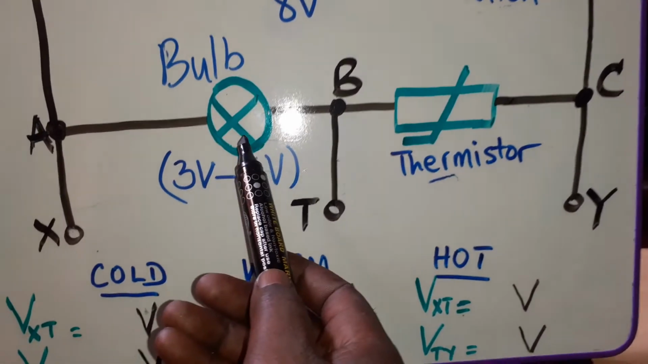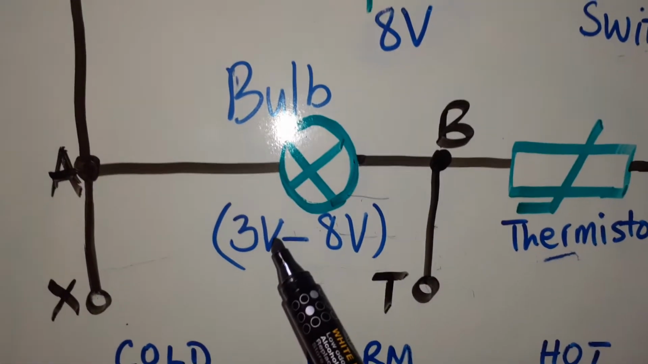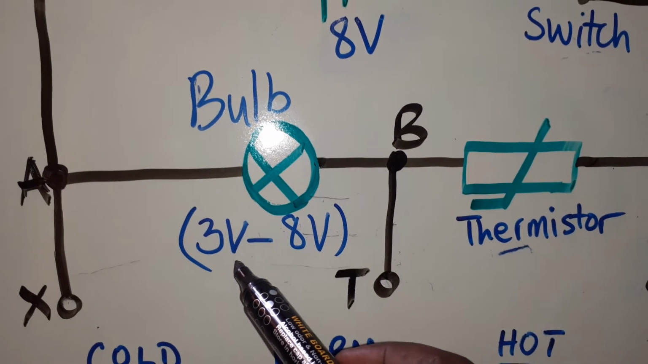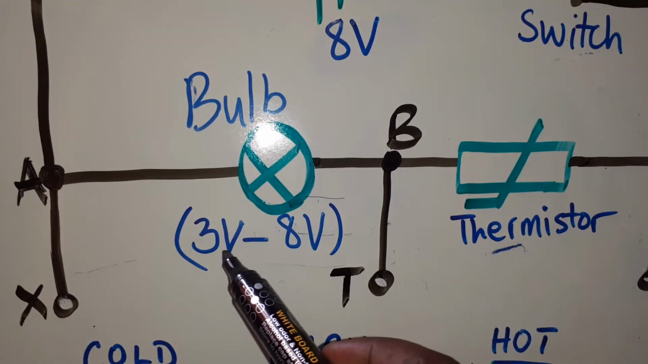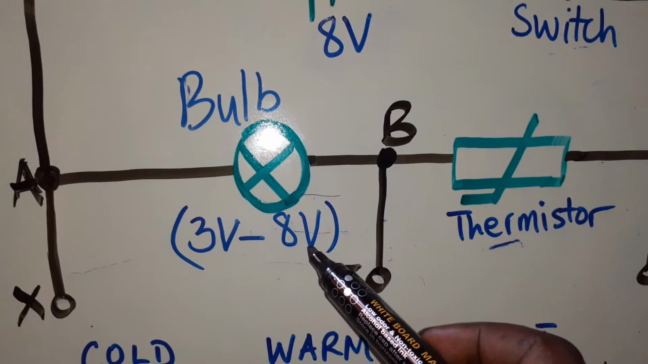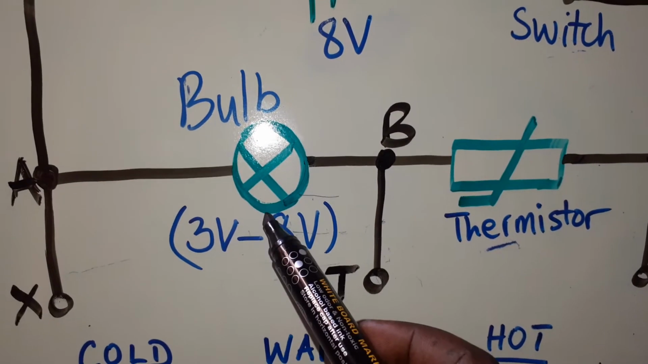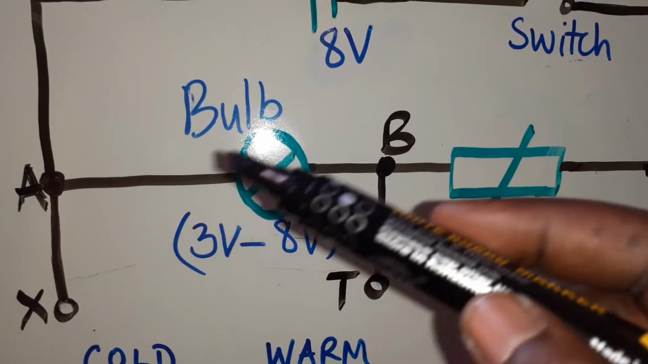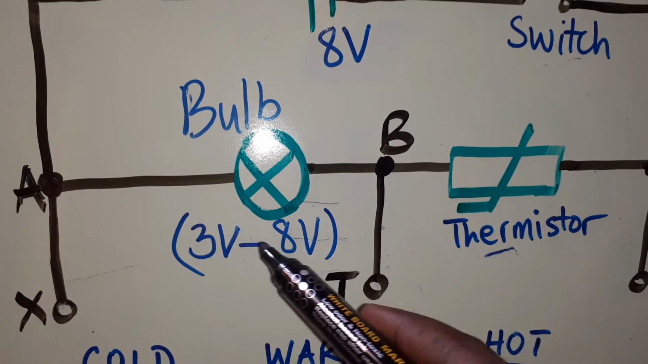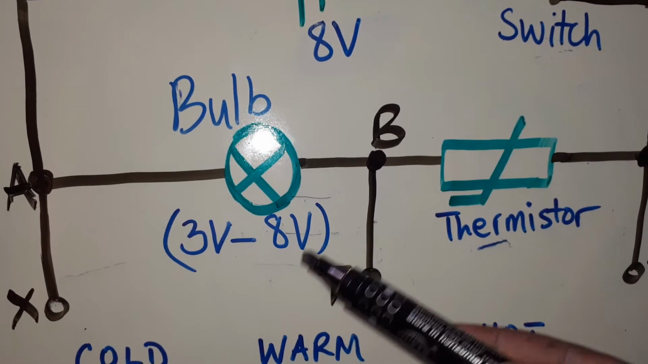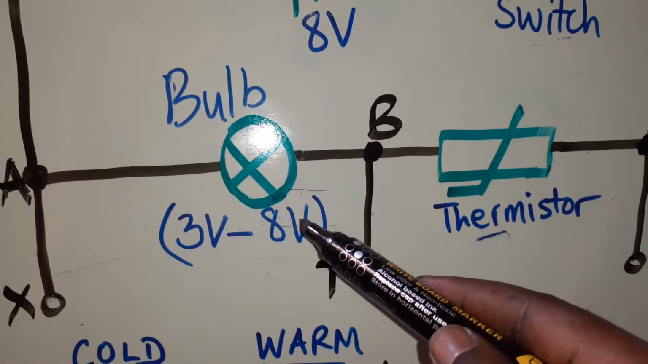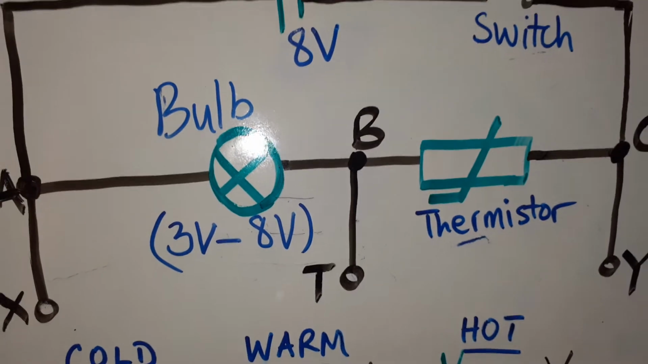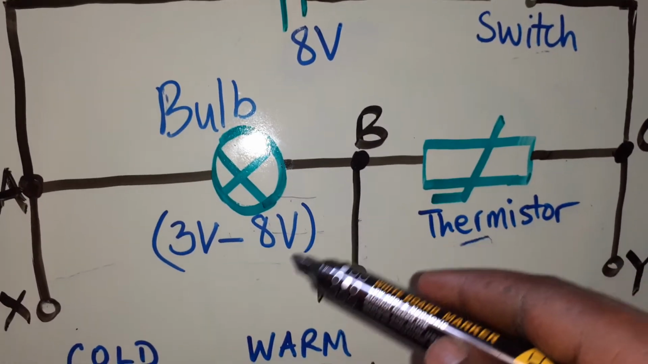Now, this bulb has some specifications, as you can see. It's written 3 volts to 8 volts. So what does it mean? It means the operational voltage of this lamp ranges from 3 volts to 8 volts. When you apply a voltage of 3 volts across this lamp, it will operate, but perhaps the lamp will be dim. If you increase the voltage to 4, 5, 6, 7, 8, the brightness of the lamp will increase, such that the maximum voltage that can operate this lamp is 8 volts. So that is the specification of this bulb.